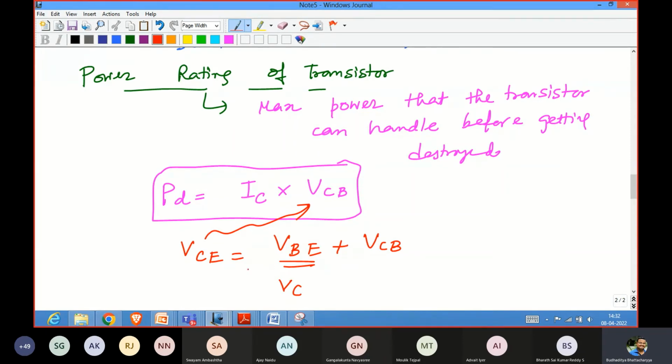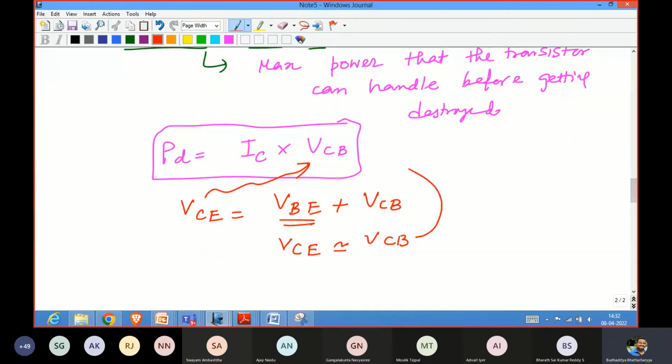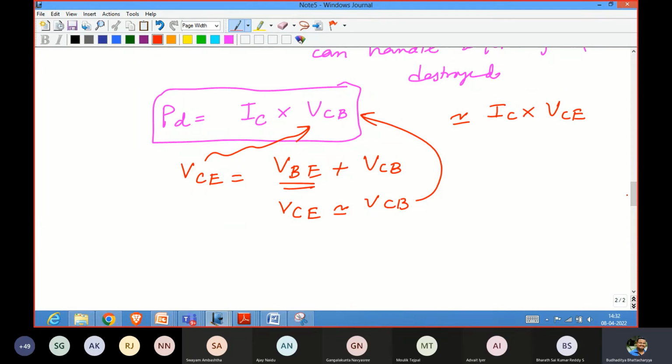So VBE is usually very small because it's the base to emitter voltage. It is very small compared to VCB. So what we usually have is that VCE is nearly equal to VCB. Okay, so in that way, if VBE is small, we can actually replace this by VCE as well. Okay, so that is how the power rating works. Given a particular specification, you can find out what the power rating is. And the power rating is important because based on this only you can use the transistor for operations where the power dissipation might be very high.